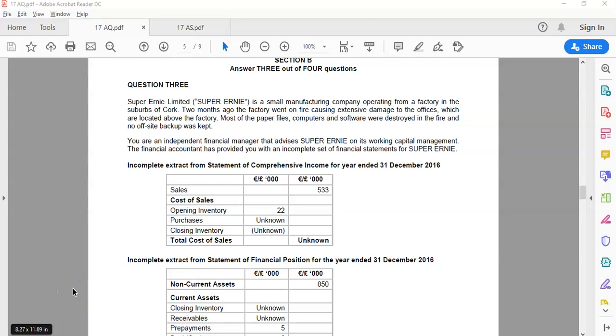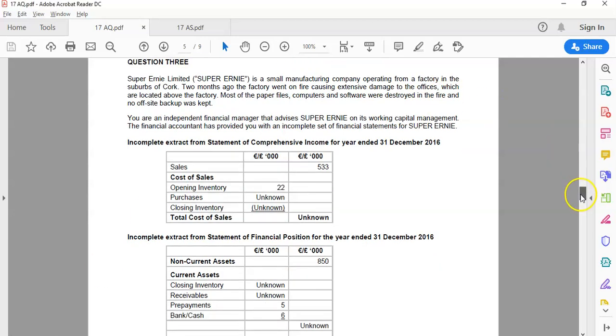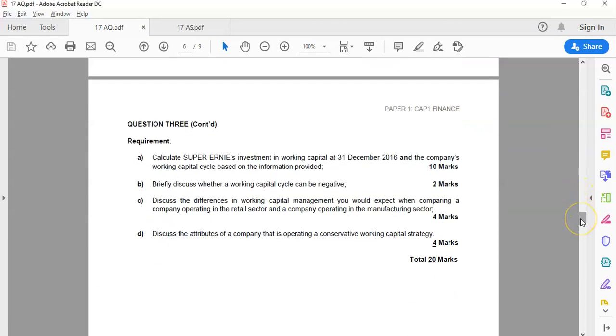In this recording we're going to look at A'17 question 3, focused particularly on working capital management and also some ratio analysis as well. So we'll look at the requirements here. It's a 20-mark question. Firstly, you're asked to calculate the euro figures for investment in inventory, trade receivables, trade payables, and the company's working capital cycle. Another word for working capital cycle would be cash conversion cycle. So it's all calculations for 10 marks.